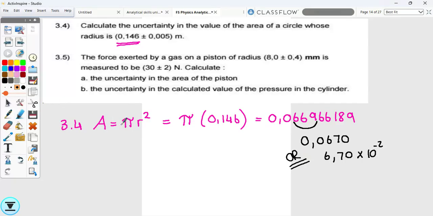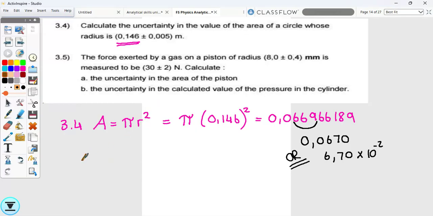But now we need to get the uncertainty. Oops, I hope you didn't do what I did. Can you see I did it again? Thank you. I often do that, and it's a common mistake that we find. Now we've got our value, but again the r was squared.